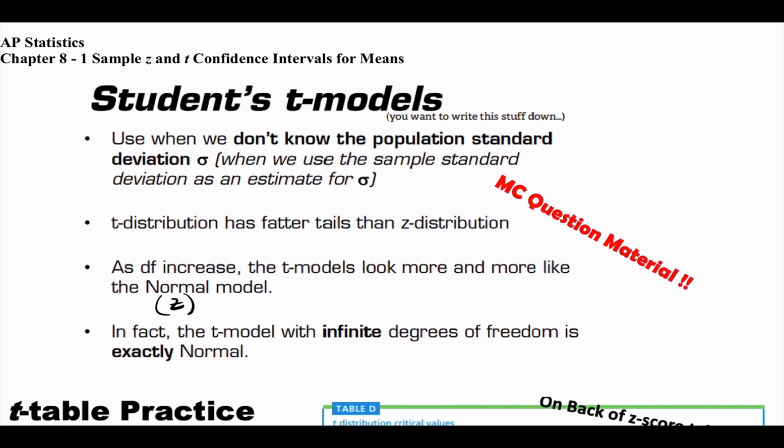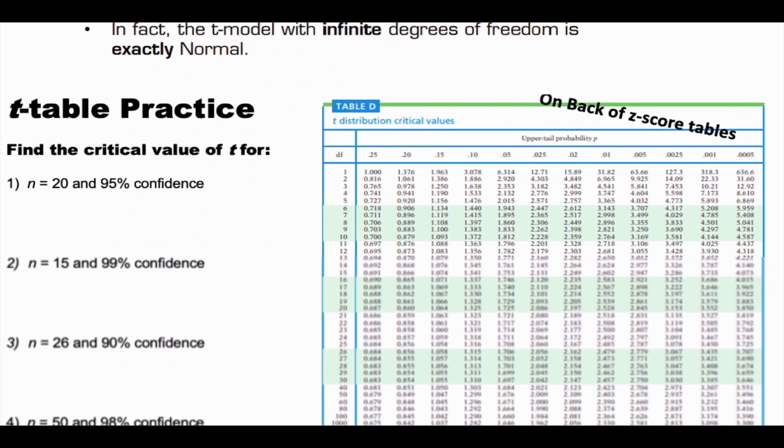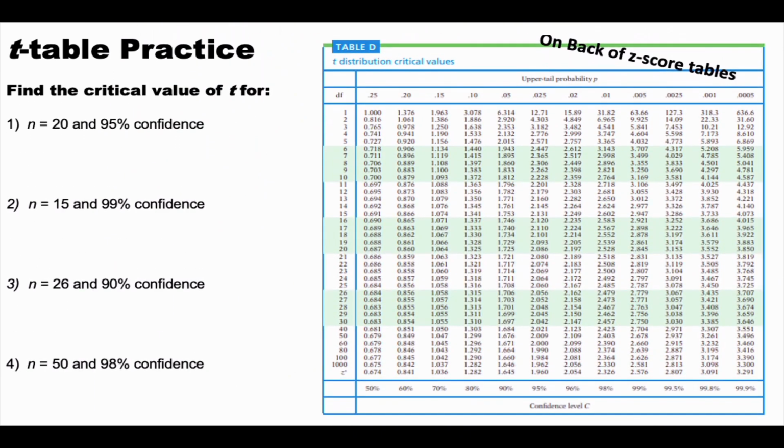So how do we use the t-table? I'm going to show you how to use the table right now. If you have the table in front of you, it's on the back of the Z table. We haven't used the backside. We're going to start today.